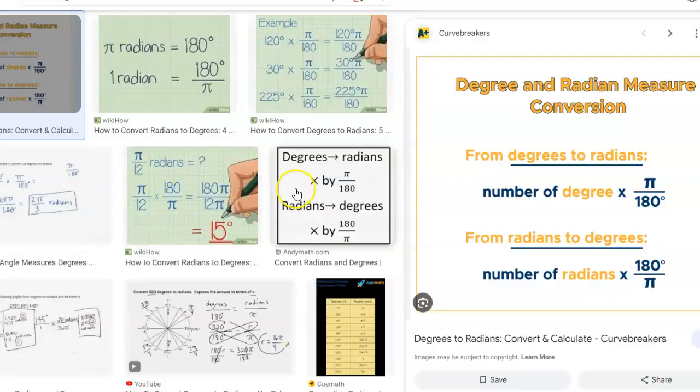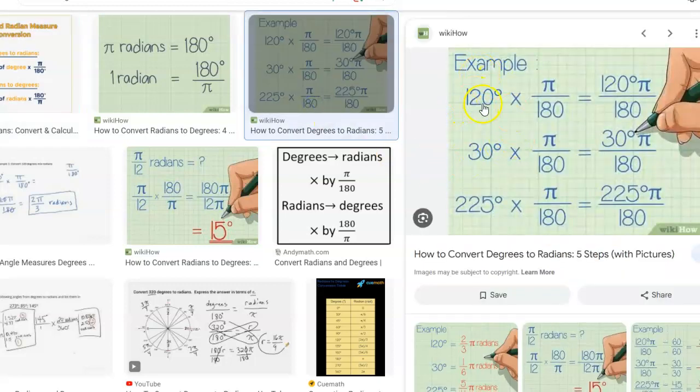Another thing I want you to write down is the general conversion from degrees to radians. So to determine the number of radians when given degrees, you just take the degrees and multiply it by pi divided by 180. And you want to usually leave it as a fraction in terms of pi.